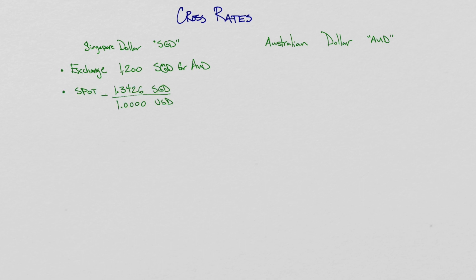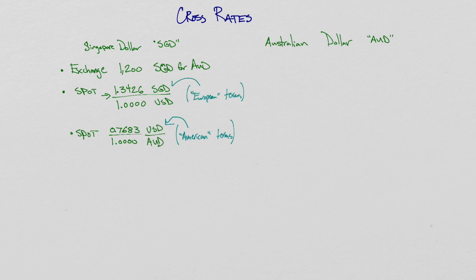You'll find the spot quote for the Singapore dollar is going to be referenced against the US dollar, and the spot quote for the Australian dollar also referenced against the US dollar. And note also that by convention, some foreign exchange pairs have USD on top. Here, this is actually 76 cents per one Australian dollar. And others have the foreign currency on top and the USD on the bottom. We call these American terms and European terms, respectively.